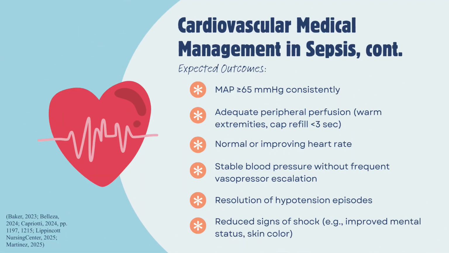Expected outcomes of cardiovascular medical management in sepsis include maintaining a mean arterial pressure of at least 65 millimeters of mercury consistently, along with adequate peripheral perfusion demonstrated by warm extremities and capillary refill of less than 3 seconds. Additional expected outcomes include a normal or improving heart rate as the patient stabilizes, and overall hemodynamic stability without the need for frequent escalation of vasopressor support. Clinically, this is reflected by resolution of hypotensive episodes and a reduction in signs of shock, such as improved mental status and better skin color, indicating improved systemic perfusion.